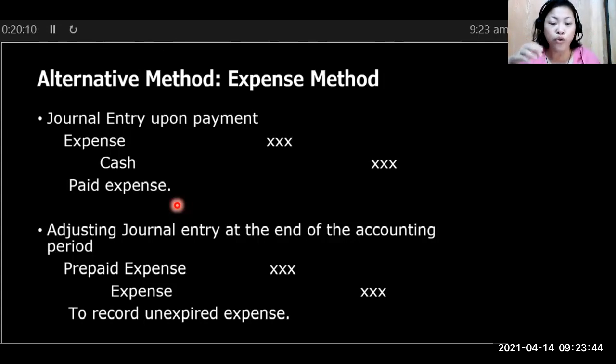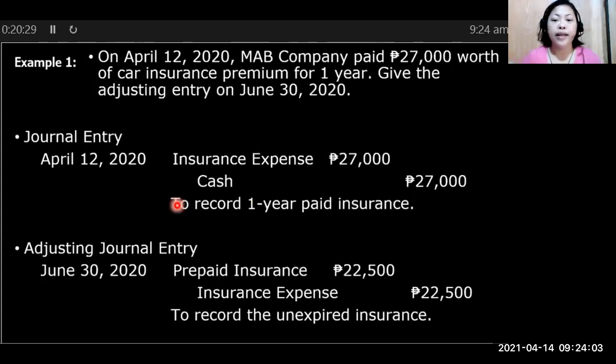You debit prepaid expense and then you credit the expense. The amount on the adjusting journal entry will now represent the unexpired. So if it is an expense method, you use the unexpired or unused portion of the prepayment. Let's have an example. Let's get the example one a while ago.